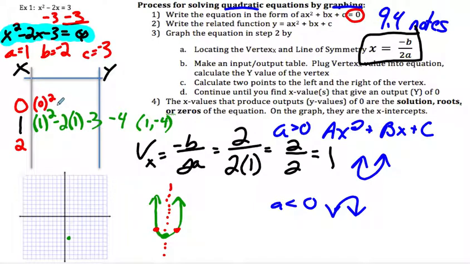So here I'm going to plug in 0 for x. Now when I do this, I get negative 3. When x is 0, y is negative 3. Let me plug in 2. So 2 squared is 4, minus 2 times 2, that's 4. So really I get 4 minus 4 minus 3. That is negative 3. When x is 2, y is negative 3. So those points match up. They're symmetrical about the line x equals 1, or about that vertical line.